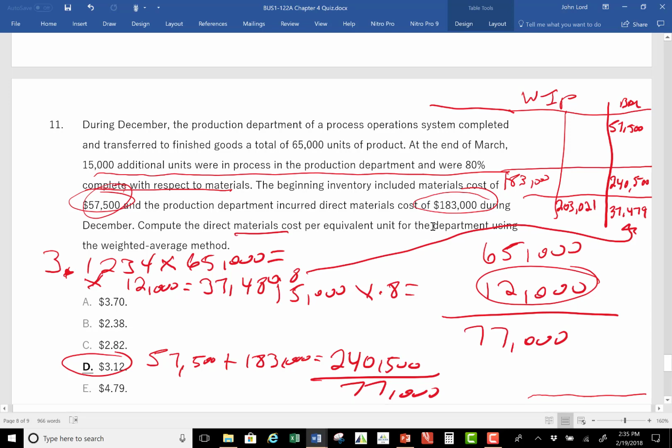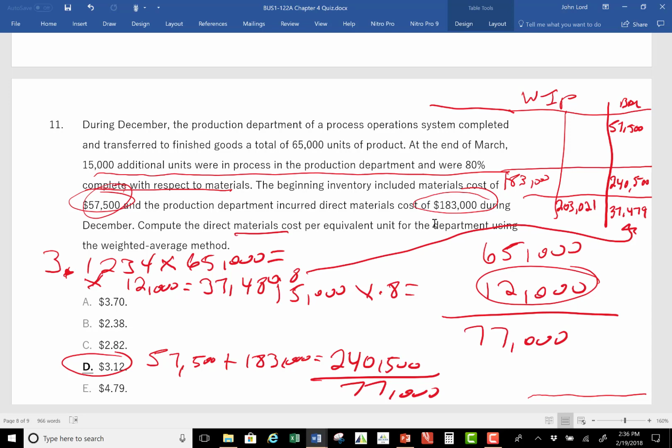So I have a question. So the total cost, like 240,500, is the total cost for the period? 240,500 was the beginning inventory plus the cost added for the period. So it's the total costs that were available in my work in process, yes. And then I divide by the equivalent units to get a cost per equivalent unit.